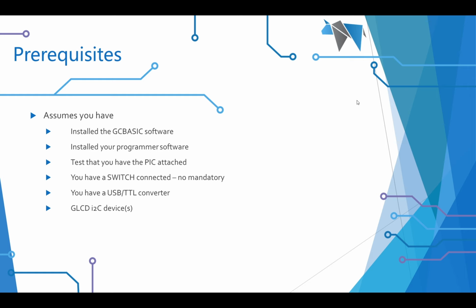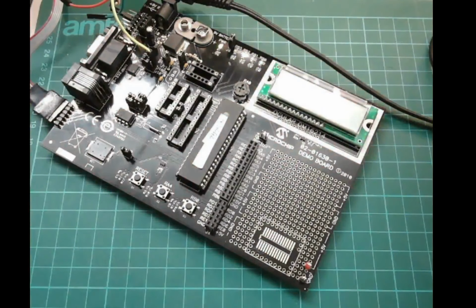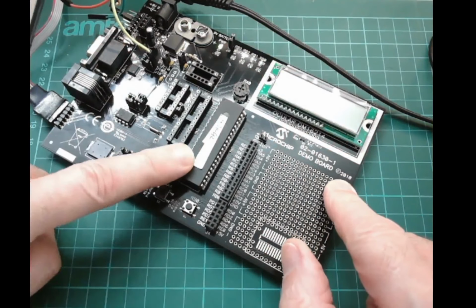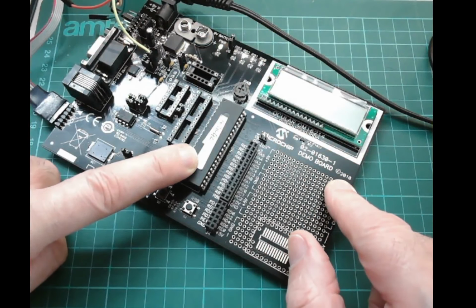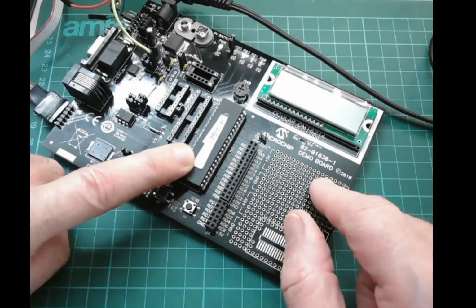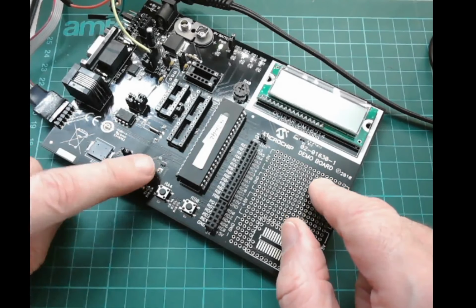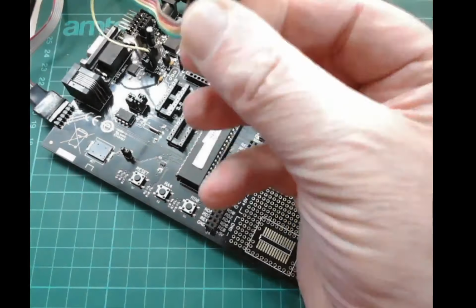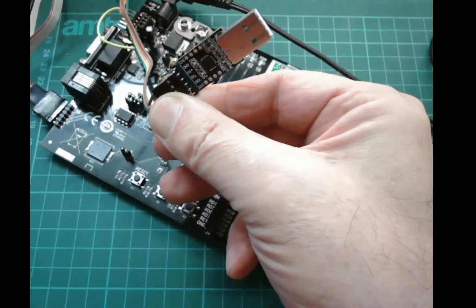It's not mandatory. But it is mandatory that you have a USB TTL converter. We'll have a look at that. And you've got some GLCD devices. Let me show you what I've got. Desk cam. I've got an old 2010 board. I put a K42 chip in here, and I've got some devices in here, and we're going to pretend that we don't know what they are. That's fine. I've got a PIC kit 2 connected up. I've got a USB TTL converter.